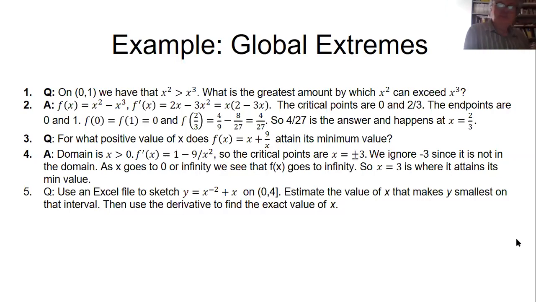Okay, then for the last example, I'm going to use an Excel file to help us, because then we can sort of graph the function, and then we can use it to answer the question. So it's a complicated function. It's x to the minus 2 plus x on the interval (0, 4]. We don't include 0, right, because that's not in the domain. So we're going to use the Excel file to estimate the value that makes the function the smallest, and then we're going to use the derivative to find the exact value of x.